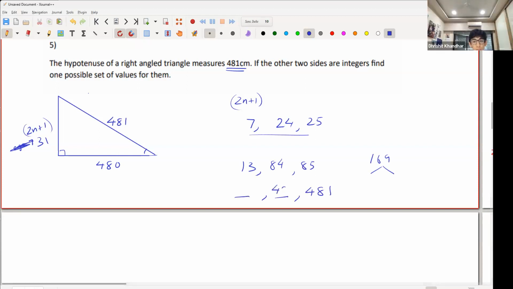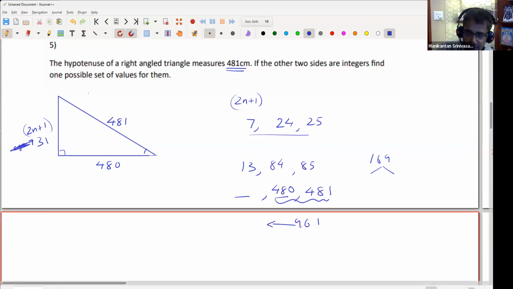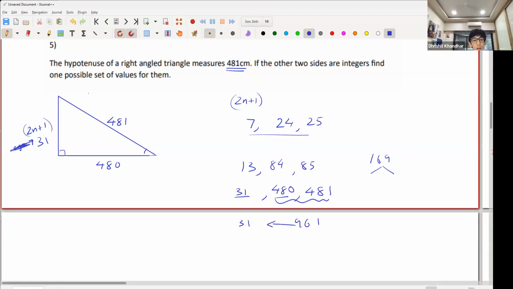So I did this 480, and then I added these two. I'm reverse engineering, and therefore I'm implying that this is 31. Does that make sense?